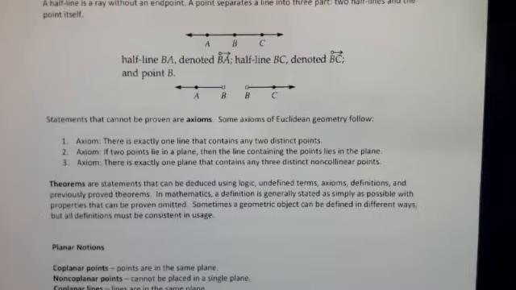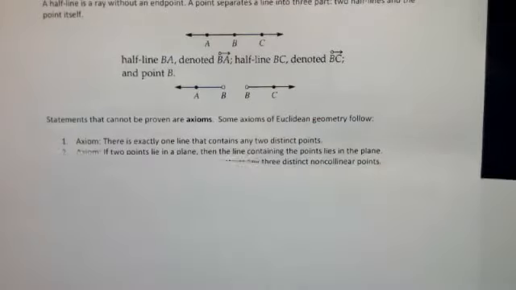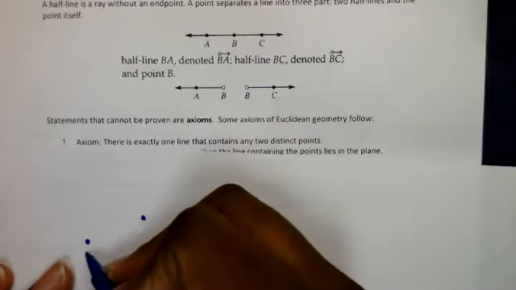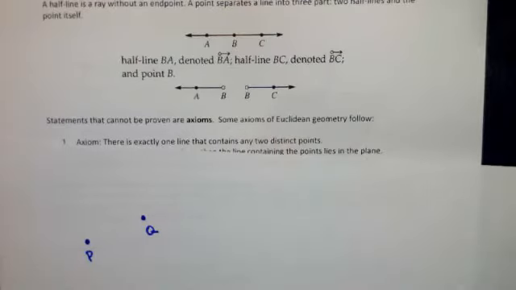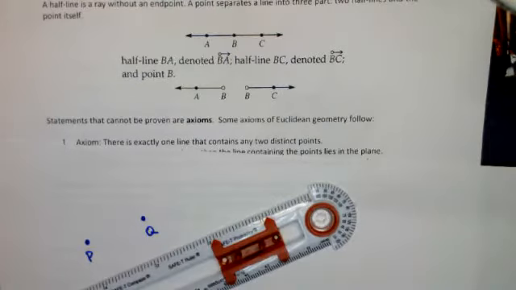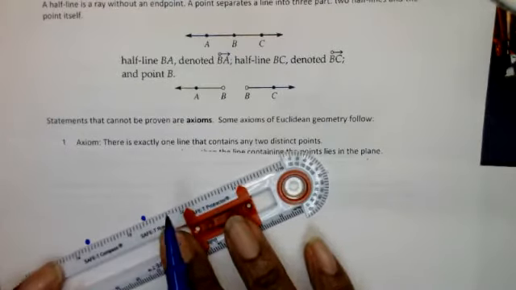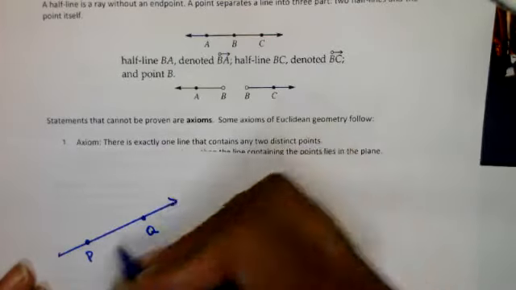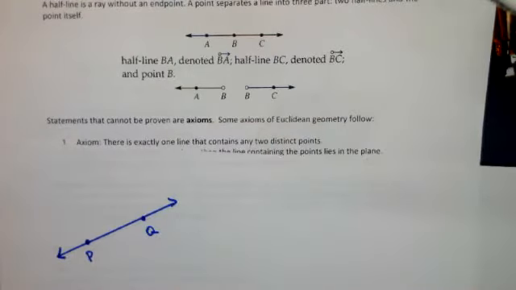So if I was to draw an illustration of just that, it's what I mean. There's two distinct points, which I'm going to call P and Q. Doesn't matter what I call them. If I was to draw a line through them, there's only going to be that one line going through those two. And that's it. And this will be that line, P and Q, PQ.